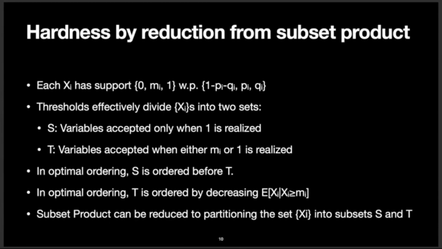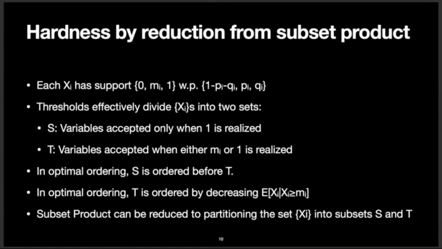And we do this by a reduction from subset product. And so here we consider 3-point distributions. So they have the same left point and right point, but they have different middle points. And when we decide on a threshold for each random variable, it effectively divides them into 2 sets. So here, the set S are the variables that are accepted only when the variable 1 is realized. And the set T are the variables accepted when either M, the middle point, or the right point is realized.